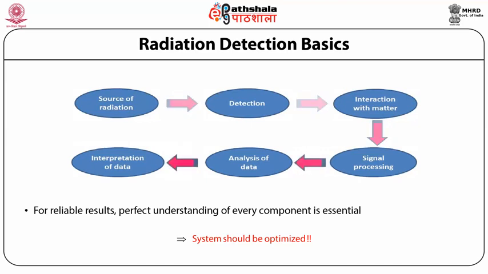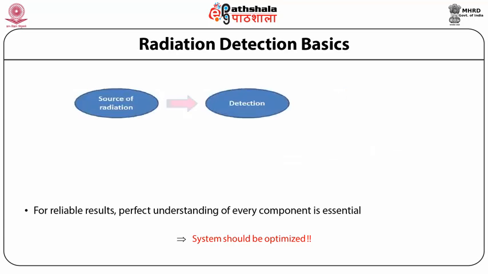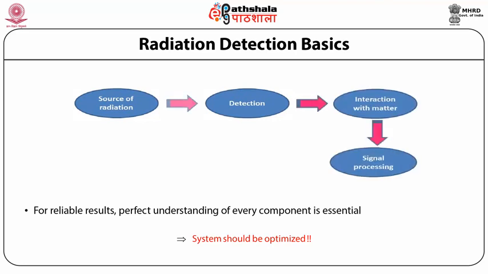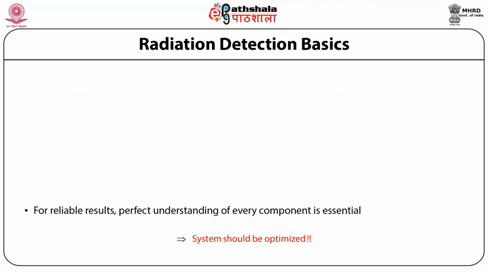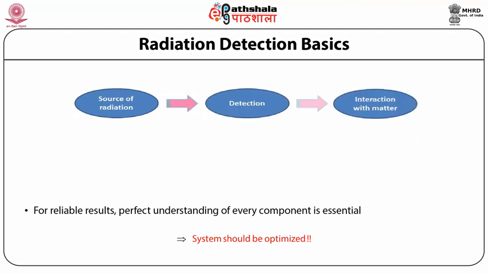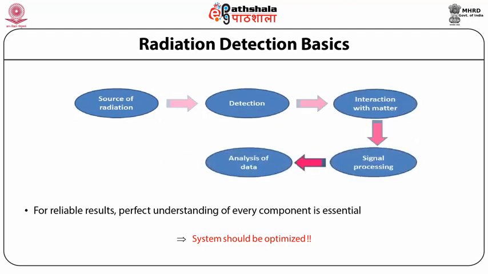Then this signal is processed with the help of some electronic modules, and after the signal processing, we can obtain the data in terms of a number, a spectrum, or any visual which we may like according to our experimental need. Finally, we need to interpret that data. For reliable results, perfect understanding of every component is essential, which means the entire system should be optimized.